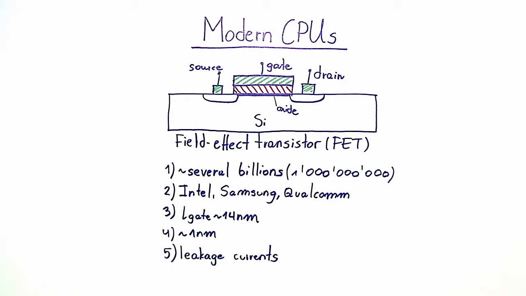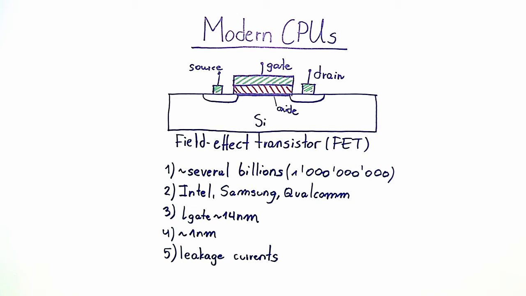In the semiconductor industry, there are many companies which design and fabricate CPUs. The biggest three are, in order, Intel, Samsung, and Qualcomm. Now, both Intel and Qualcomm are based in the United States, whereas Samsung is from South Korea.